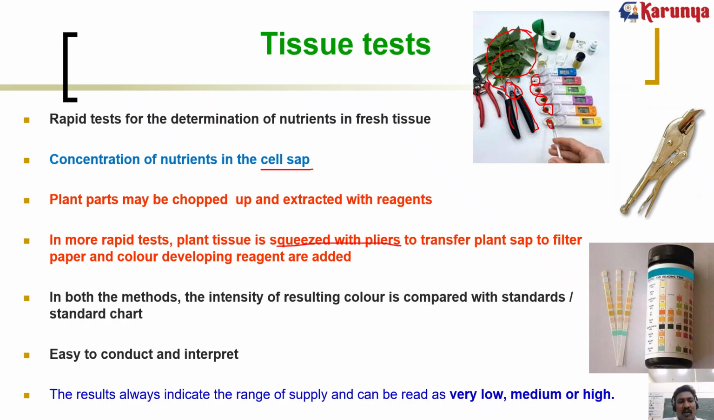Okay, so after that it will show the reading here, or else you can compare the color change when you are adding any salt or any chemicals to the solution. Color change will occur. That color change you can compare with the standard color chart. And this is the easy method to conduct and interpret. And this result always indicates the range of supply and can be read as very low, medium, or high. You cannot find out the exact quantity of nutrient, but quality wise you can say whether it is low, medium, or high.